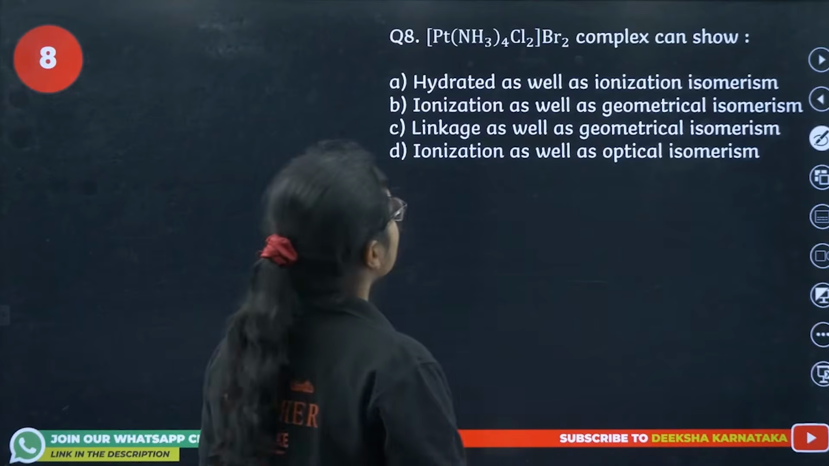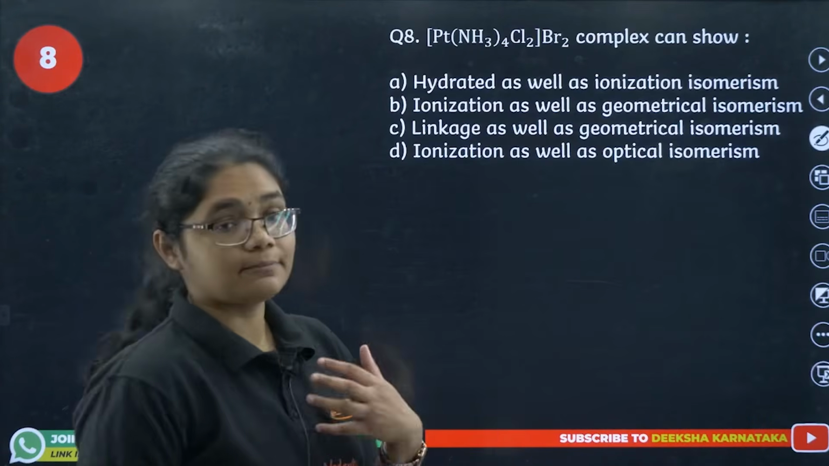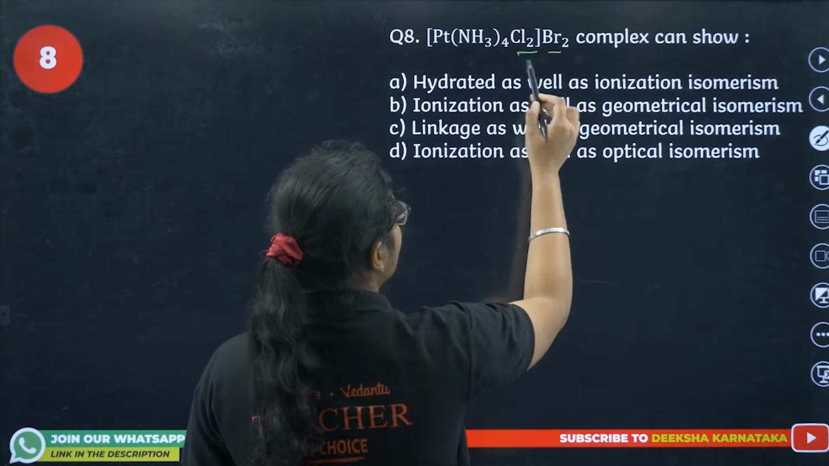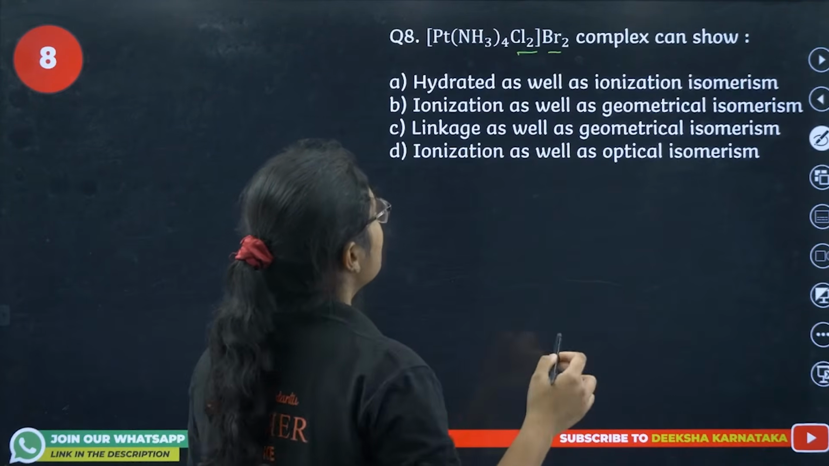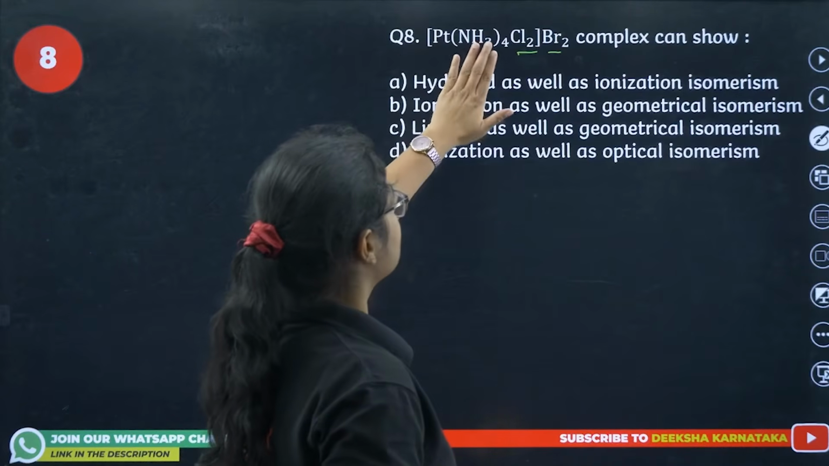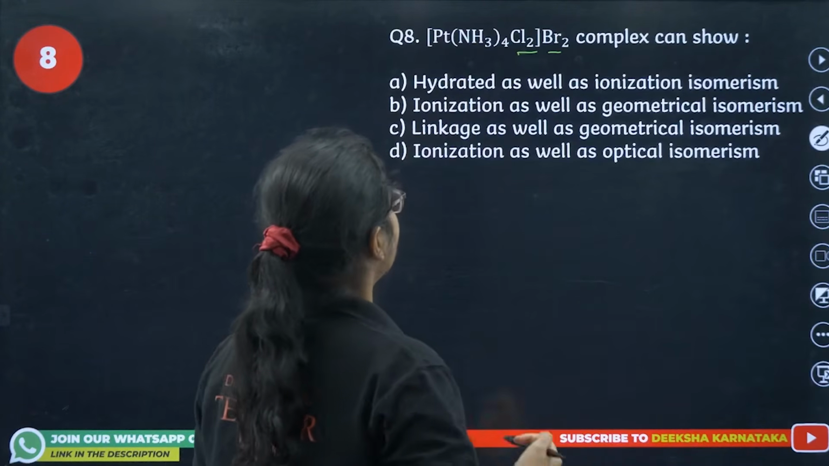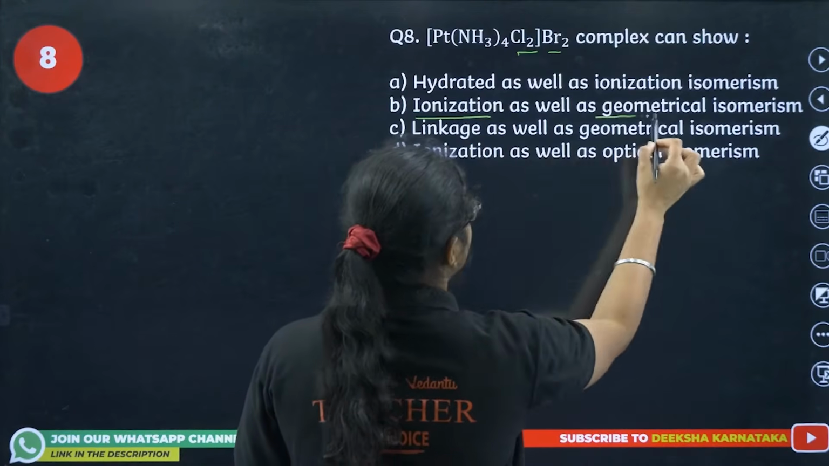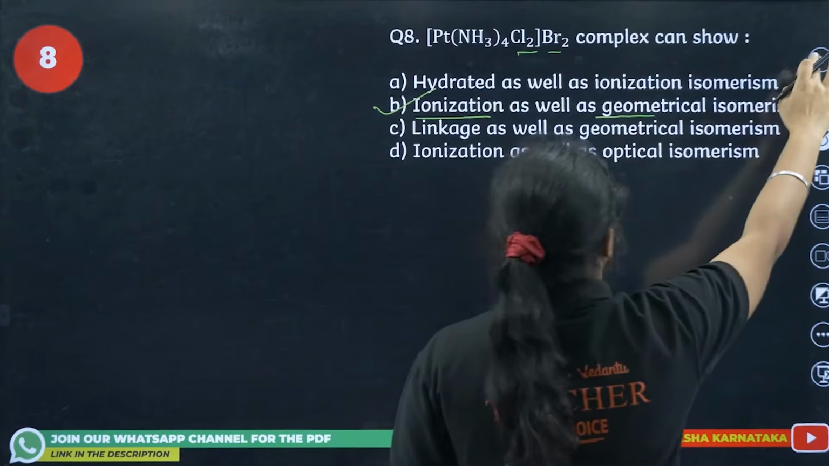Next we will see which type of isomerism it can show. So if you see it is having Cl2 and Br2, so definitely it can show what is called ionization isomerism, and since it is coordination number 6, you will also get geometrical isomerism, right. So ionization plus geometrical, option number B here.